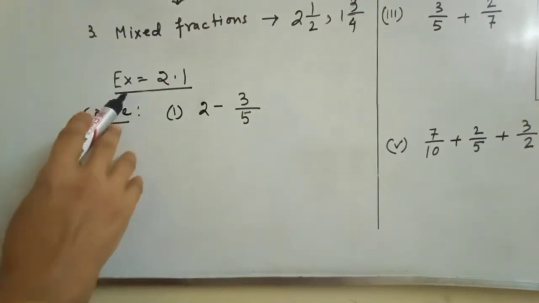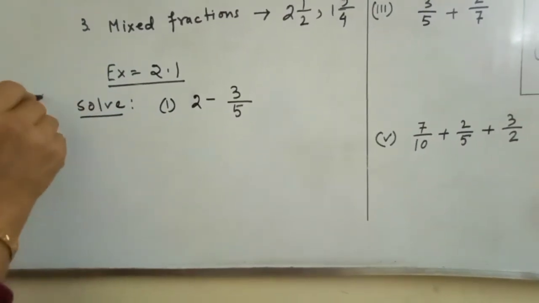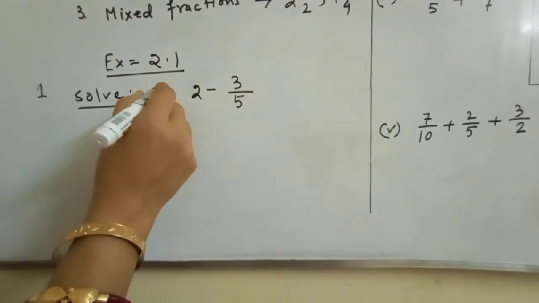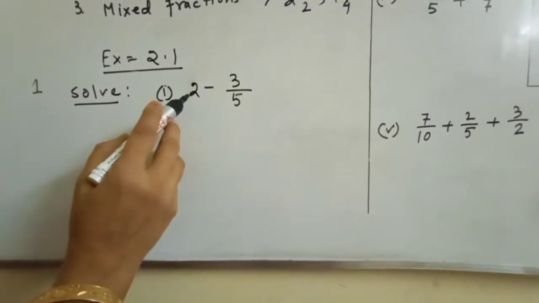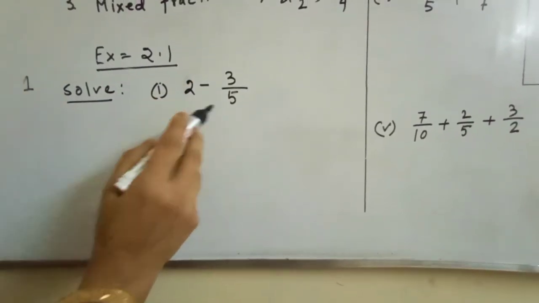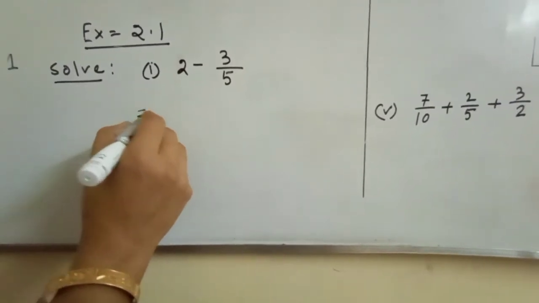We will start exercise 2.1. Question number 1. Exercise question number 1. Subdivision 1, Roman 1. You have to subtract 3 by 5 from 2. The question is given in this way only. So what can you do? You can do it in many ways.